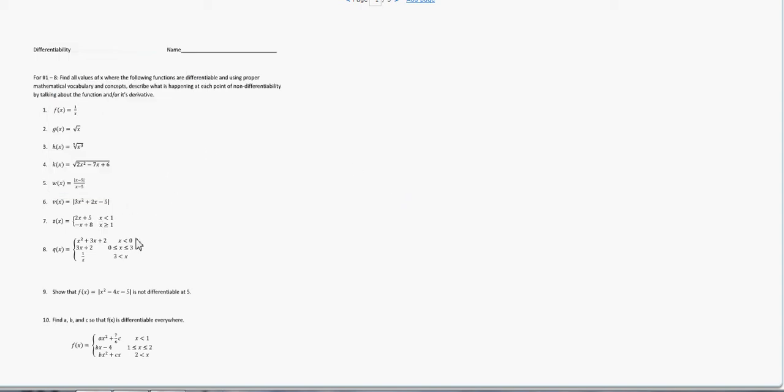We're on number 7. 7 is a piecewise function, so we're going to check it out. We've got z of x. That's how I write my z's. I put a little bar through them. If you don't like that, too bad.